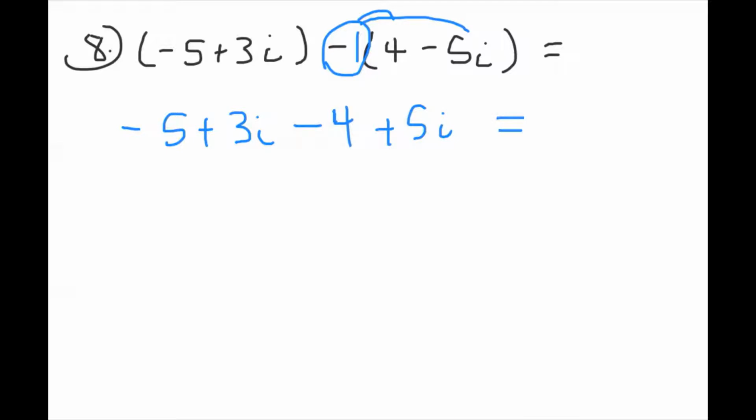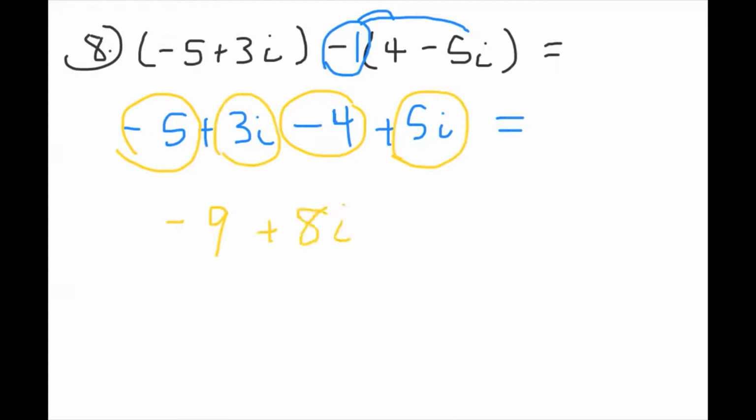Now I can get to that point where I'm combining like terms. So I'm combining real numbers, that's negative 5 and negative 4, gives me negative 9. And then I'm combining imaginary numbers, which is 3i and 5i, which gives me plus 8i. So there's my answer for question 8.